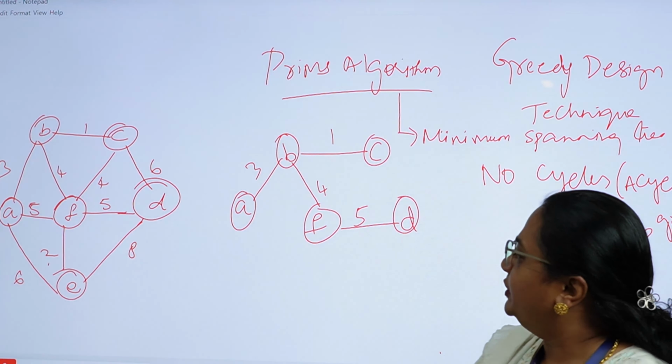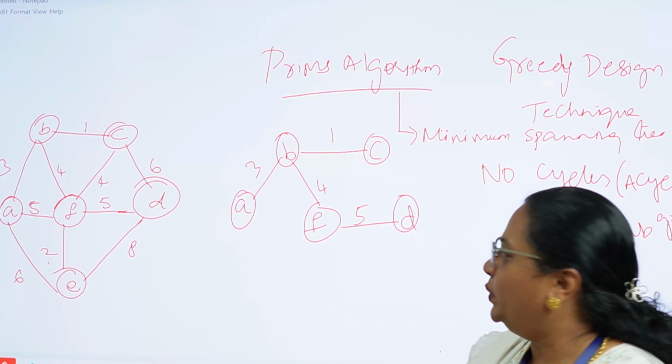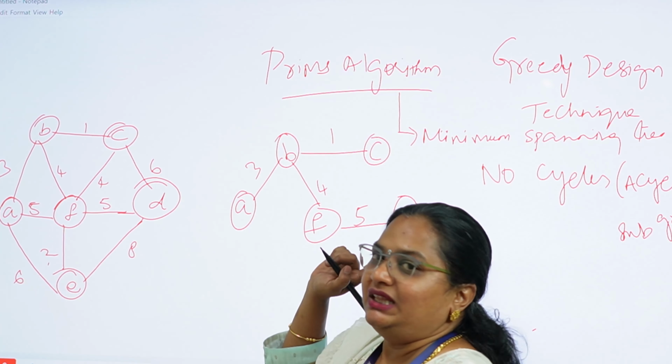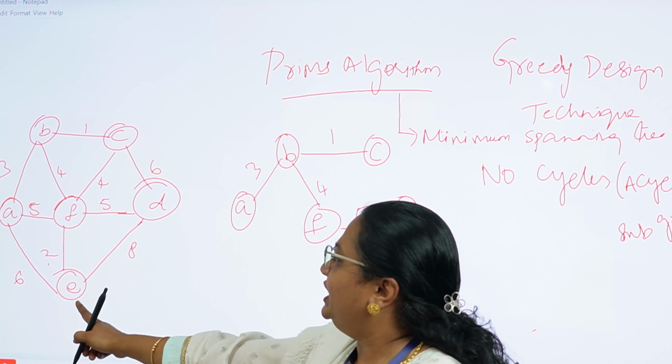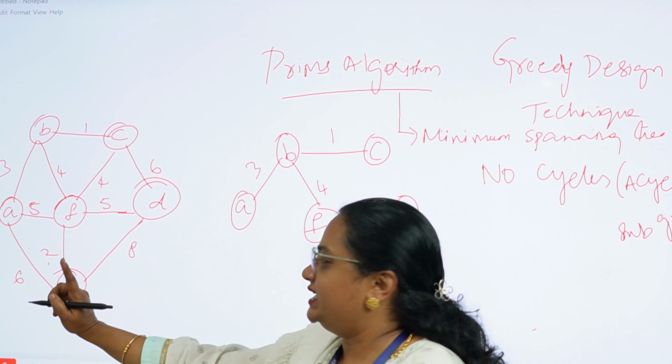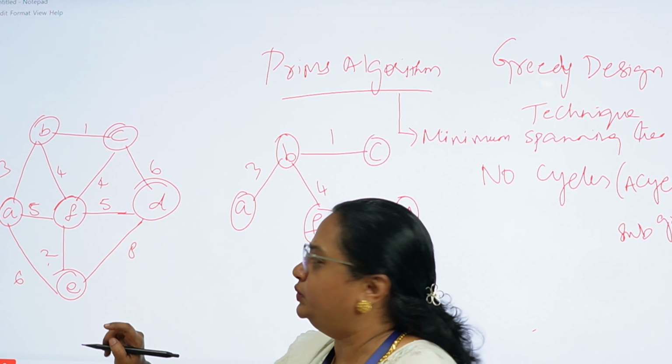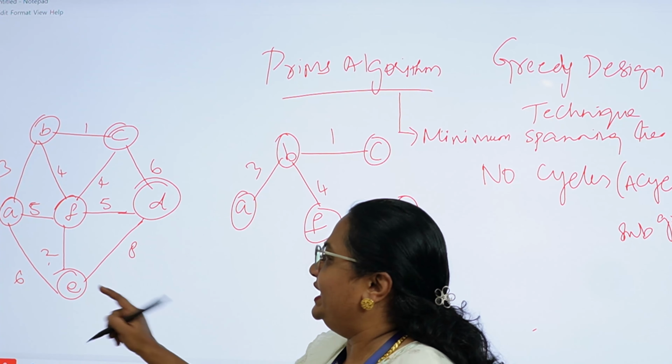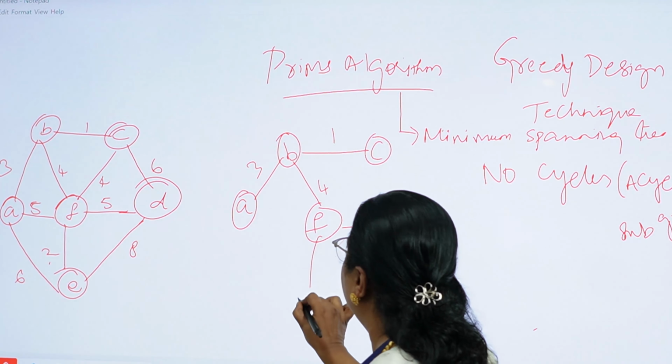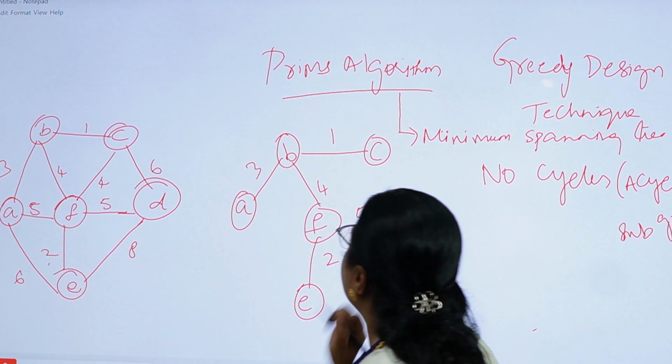Right? Now how many more vertices are to be explored? One more vertex. Now you see the adjacent vertices to E. A to E is 6, which is maximum. F to E is 2, it is minimum. D to E is 8. So F to E can be explored with a minimum distance of 2.